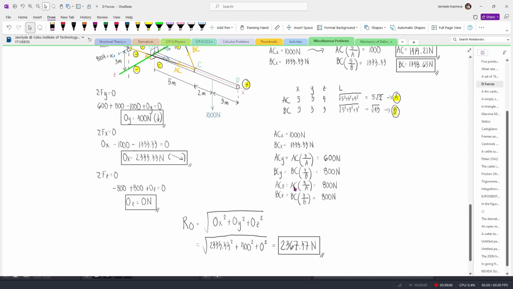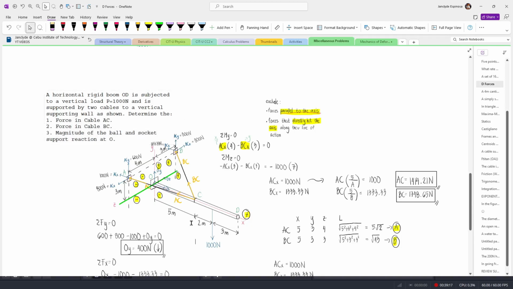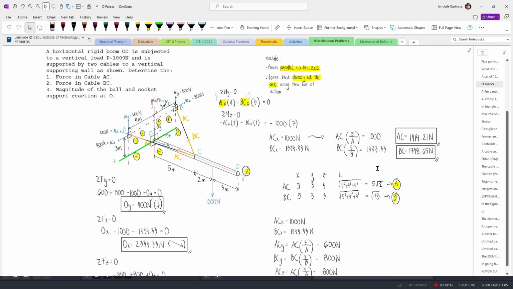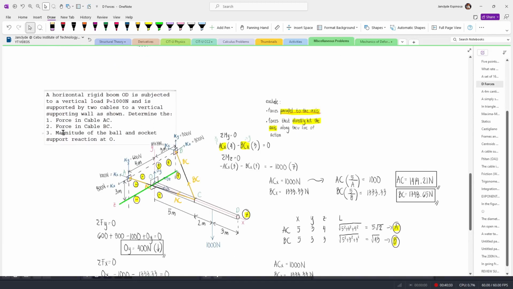Now as your practice, try to solve the same questions but change this one into 1 meter. I'm gonna post the results in the comment section. So again, this is for number 1, force in cable AC, and then RO is the magnitude of the ball and socket reaction here at point O.